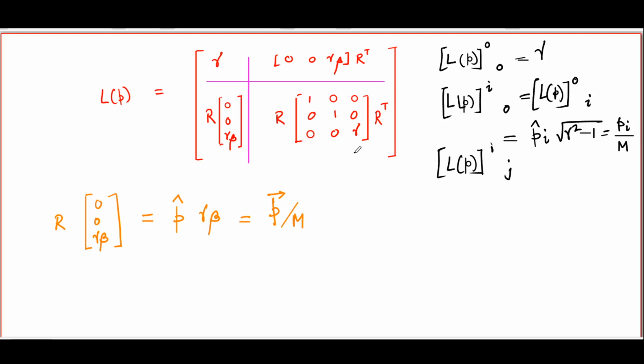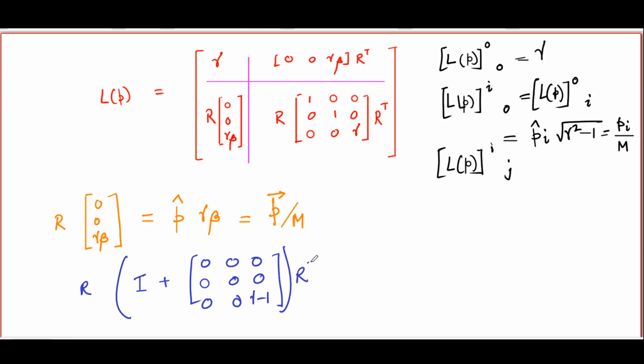What about the spatial part of this matrix, L of P i j components? Will this result hold for that as well? So to check that, let us write this matrix, 1 0 0, 0 1 0, 0 0 gamma, slightly differently. I'm going to write that as identity plus 0 0 0, 0 0 0, 0 0 gamma minus 1, because identity takes away the ones here, and apply R and R transpose on that.